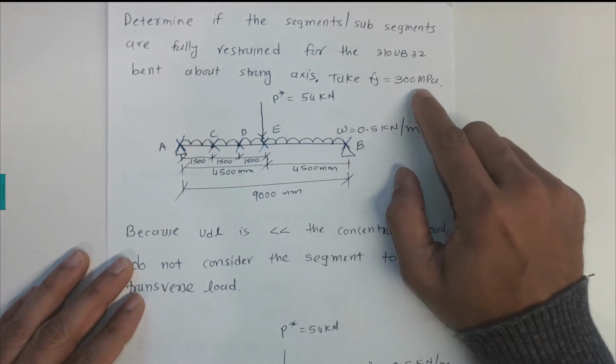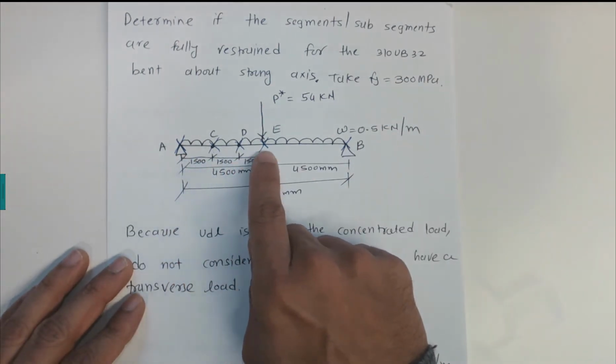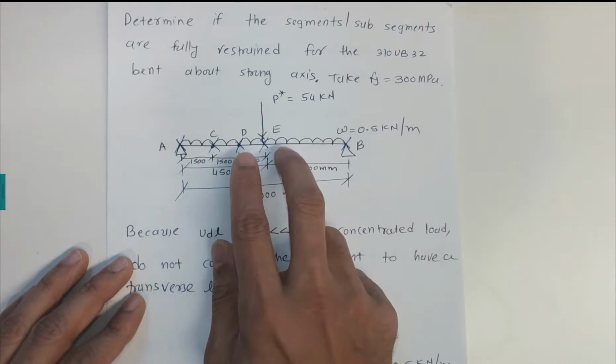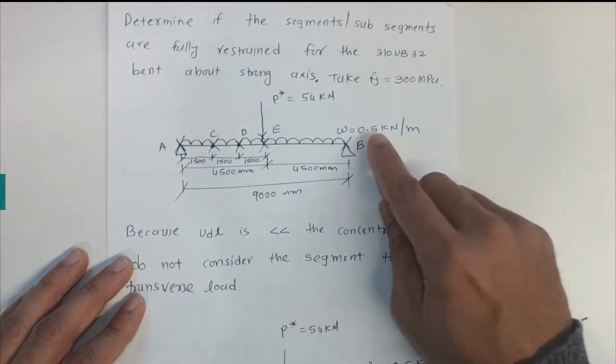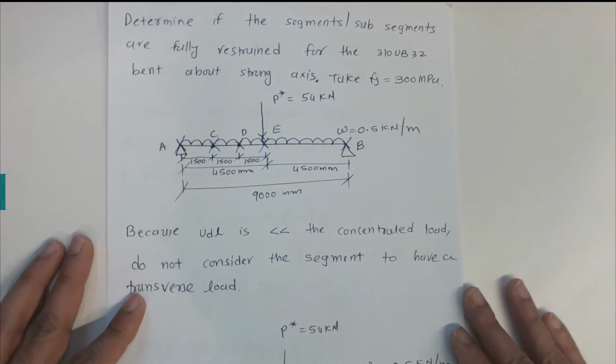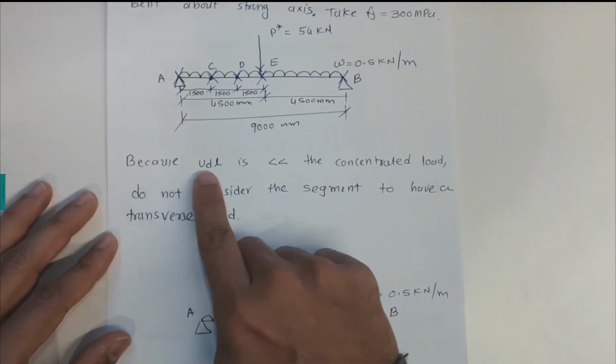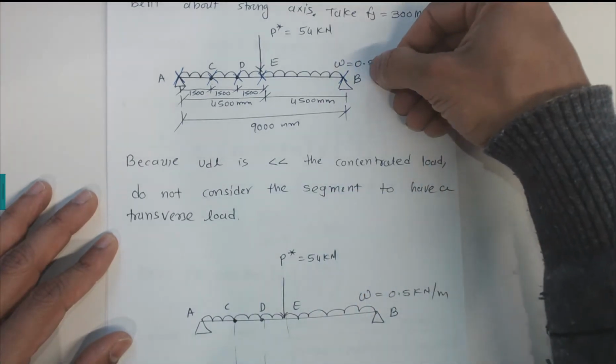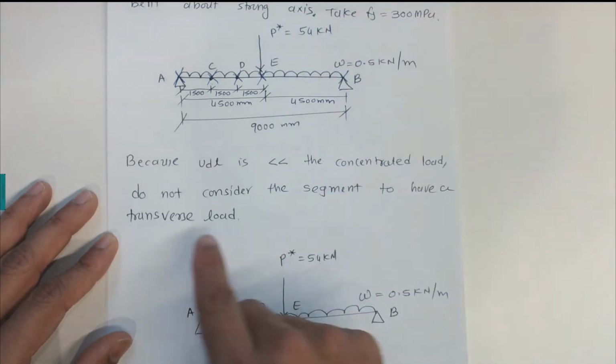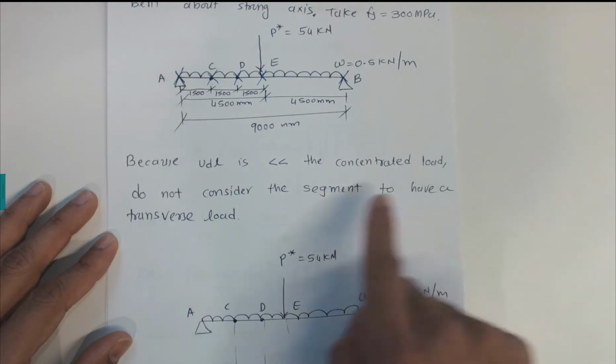Take Fy equal to 300 megapascals. So restraint conditions are given between AC, CD and DE and EB. Loads: a concentrated load of 50 kilonewtons and a uniformly distributed load of 0.5 kilonewtons. Because the UDL is far less than the concentrated load, 0.5 is less than 50, do not consider the segment to have a transverse load.